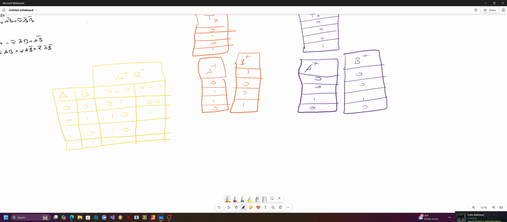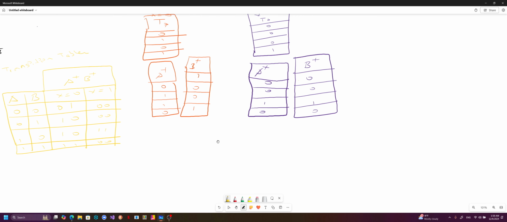The second values are 0, 0. Third values are 1, 1. And the fourth values are 0, 0. And this is the transition table, right? This is the transition table. And now we need the state table.